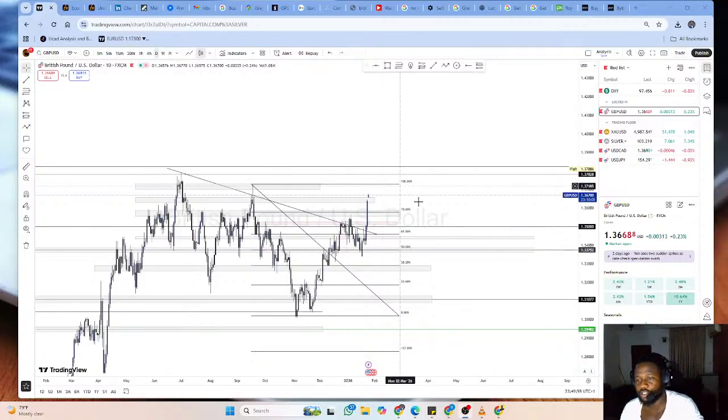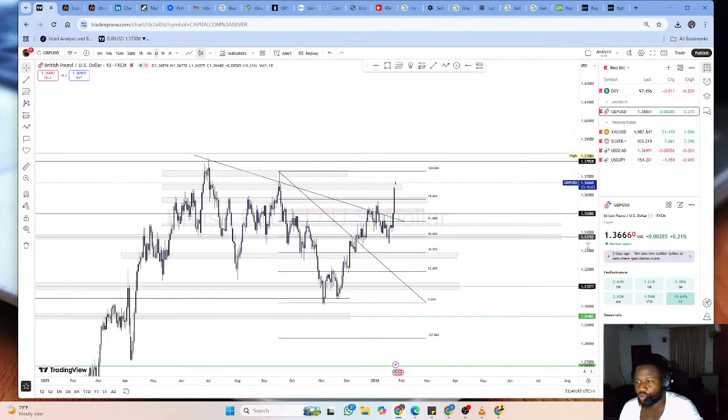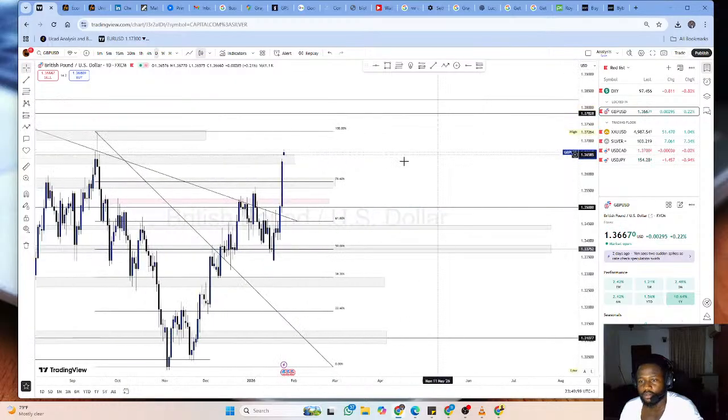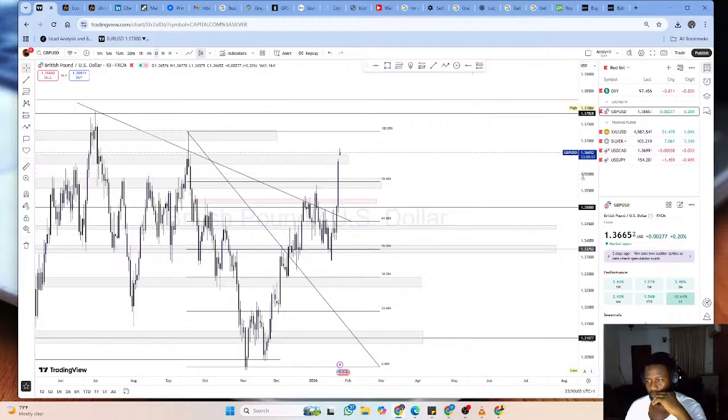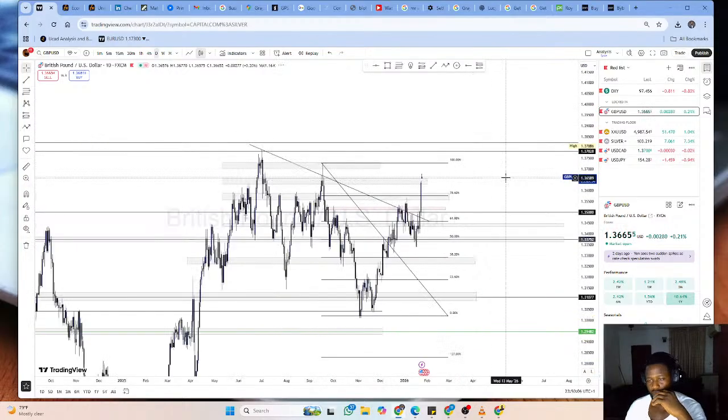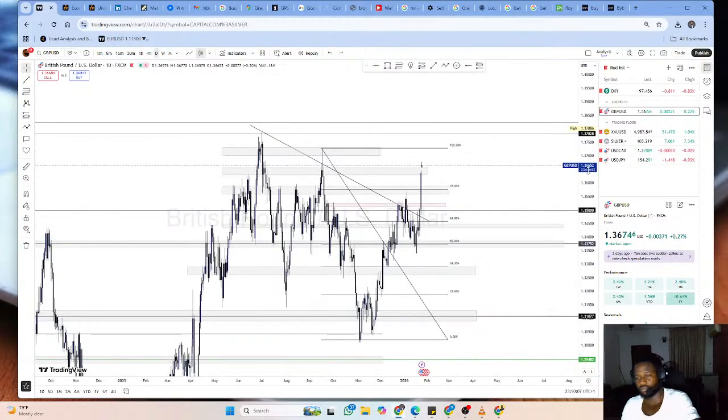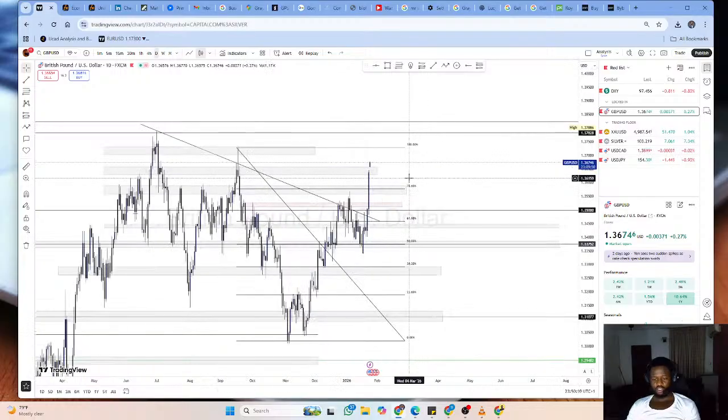All right. Back to the chart. GU gapped, and ideally, what I'll be expecting is a pullback. I'm not cleaning this Fibonacci that I have here yet.